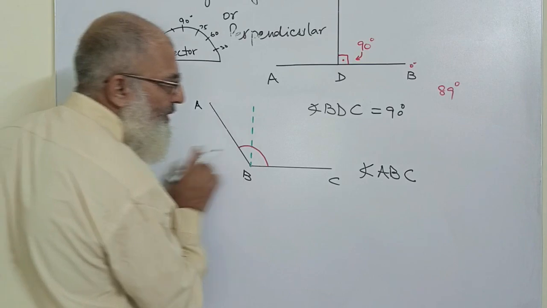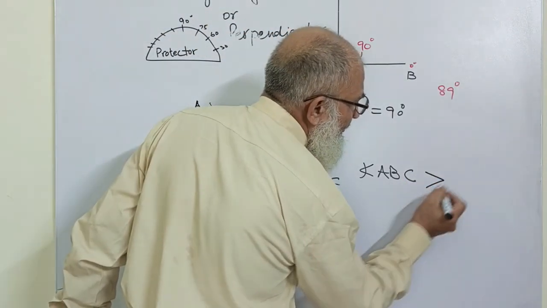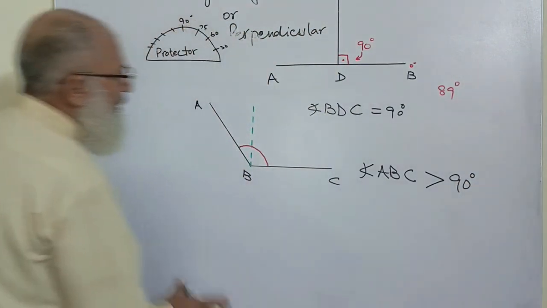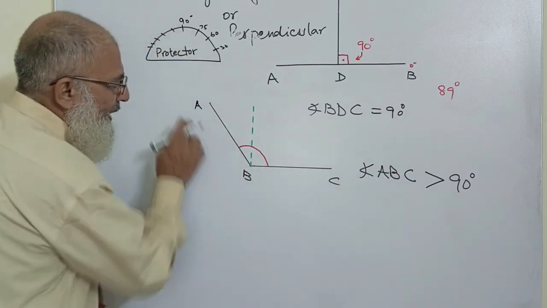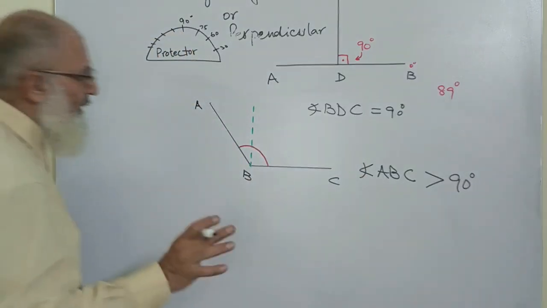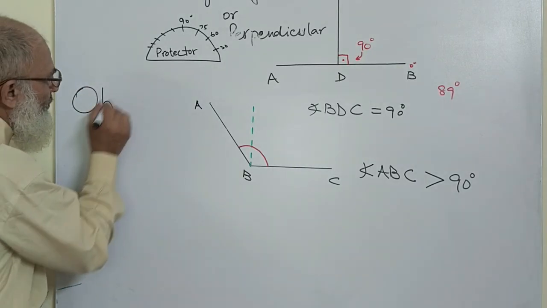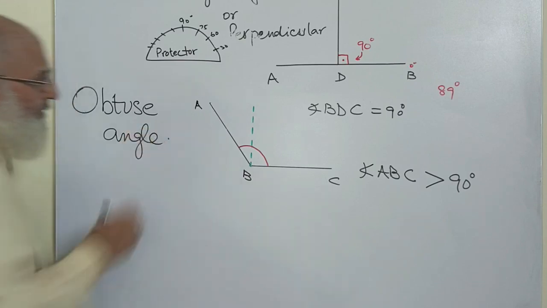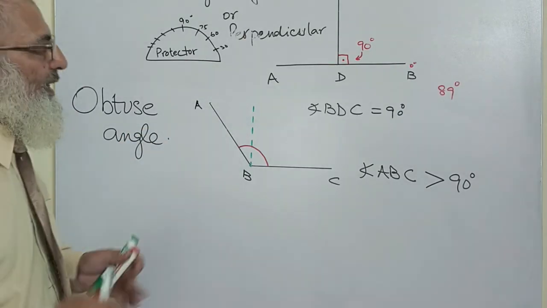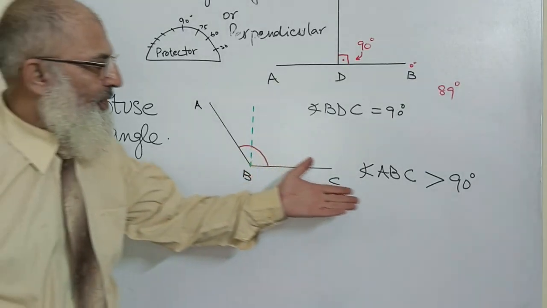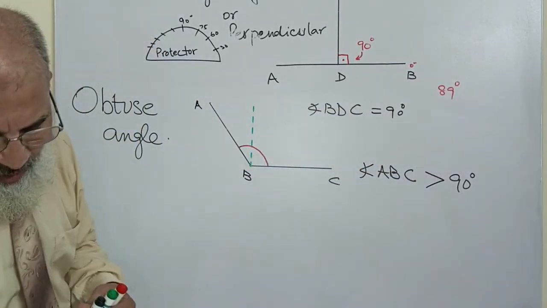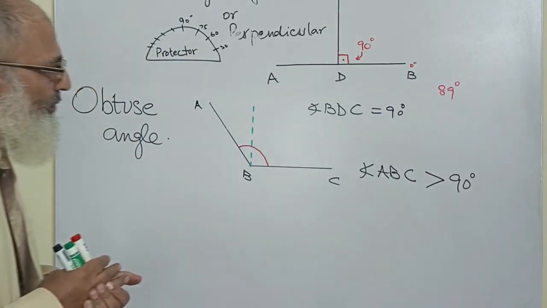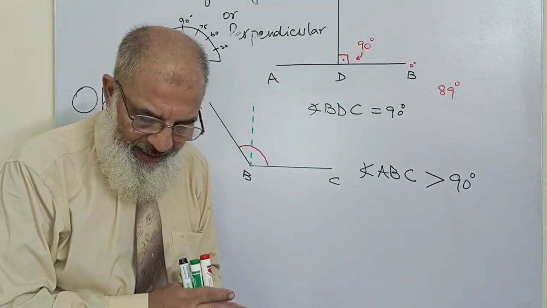Now, angle ABC. Now what does it mean? It means it is greater than 90 degree. When this statement occurs, it means that your angle ABC or whatsoever you have written is an obtuse angle. Now these were the three categories which were concerned with 90 degree. Now there are three more categories. Number one is straight angle.